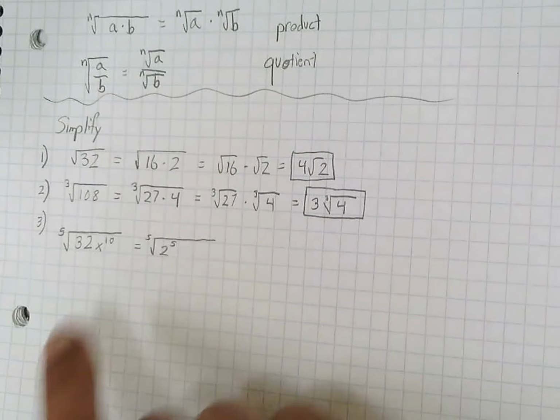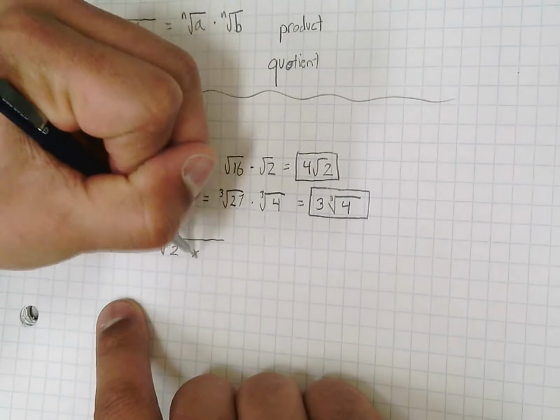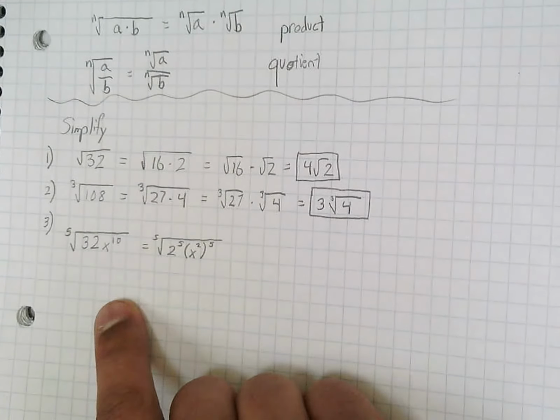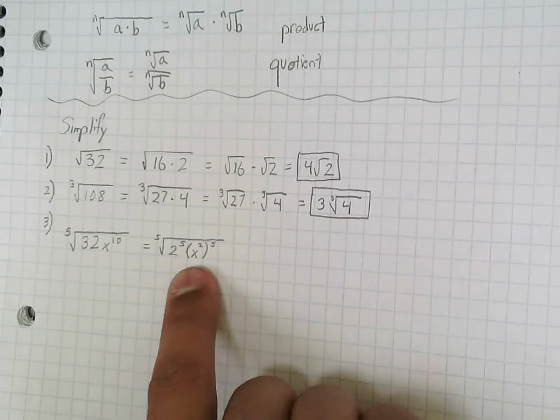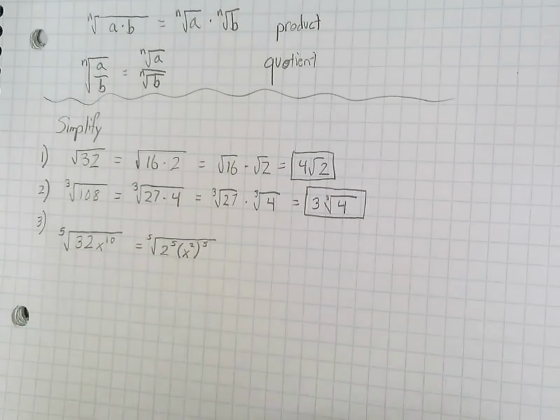Now I'm going to do the same thing with this x. I'm going to say x squared to the 5th is the same thing as x to the 10th, right? X squared to the 5th, 2 times 5 is 10. That's the same thing as x to the 10th.